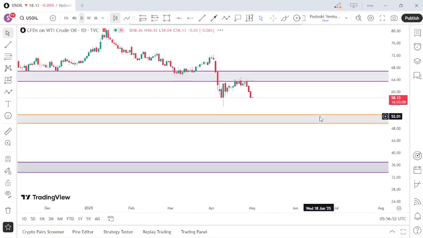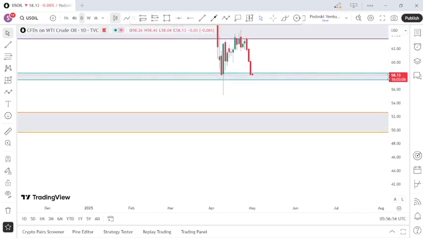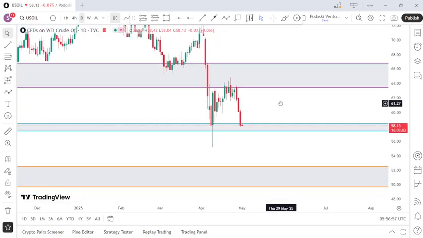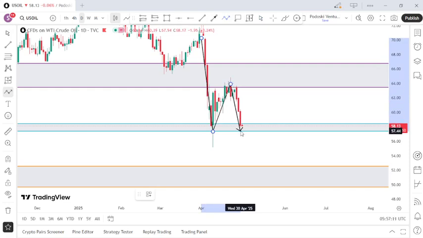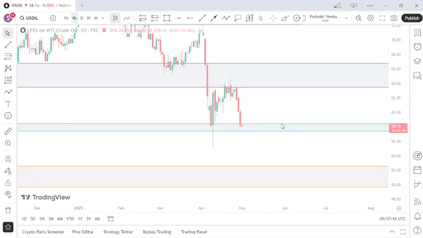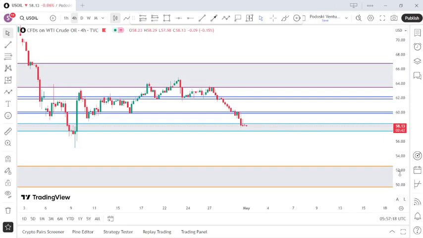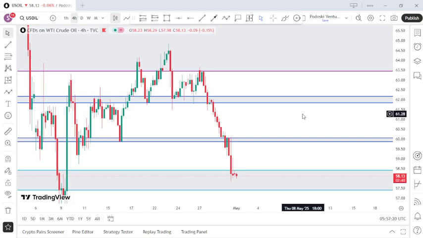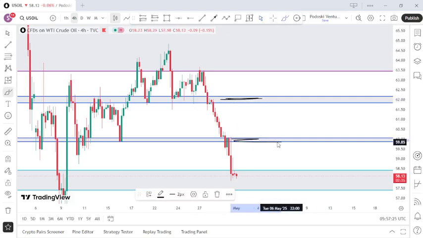So let's go to the daily time frame. Here we are on the daily time frame, and I have my daily midway zone here. On the daily time frame, you see the exact same structure we saw on the monthly and on the weekly: lower low, lower high. So let's go to the 4 hour and prepare for the entry on US oil. On US oil, I have my 4 hour upper zone here, my 4 hour midway zone.